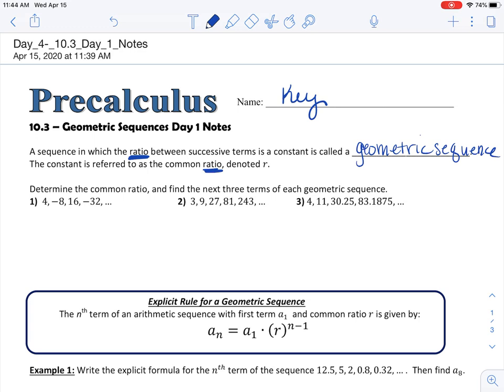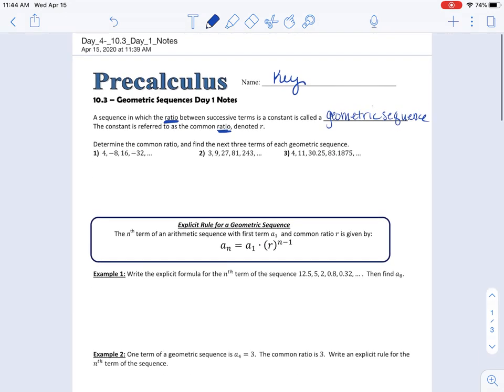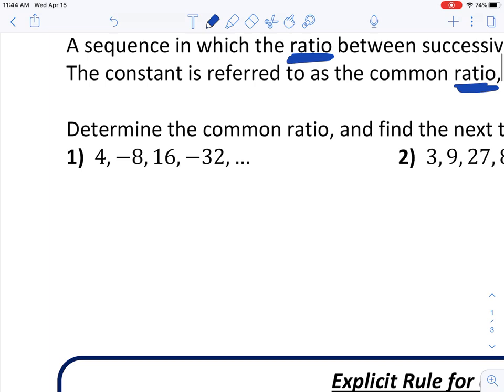They are not arithmetic. So I want you to find the common ratio and then find the next three terms. Go ahead and do this. I think the only one that you're going to have a problem with is number 3. So I will show you how to get the ratio if you don't know how to get it just by looking at it.